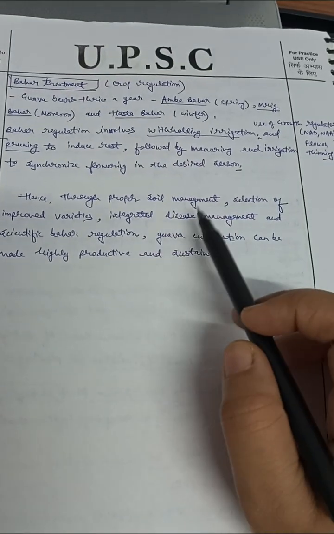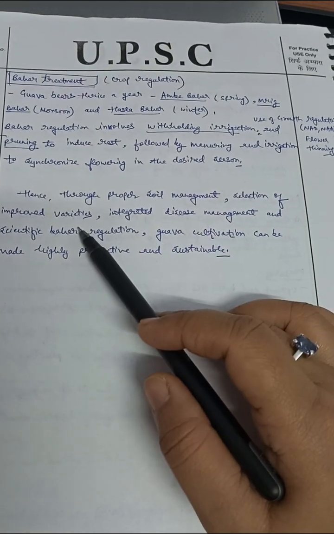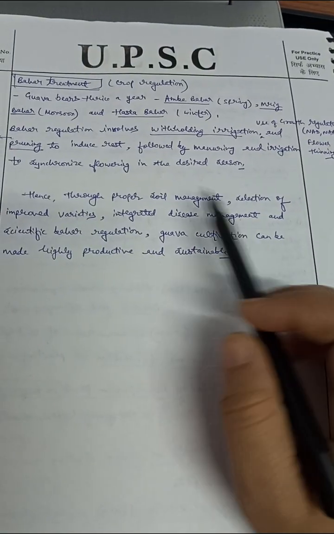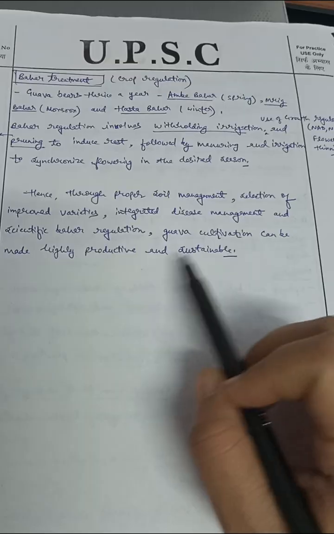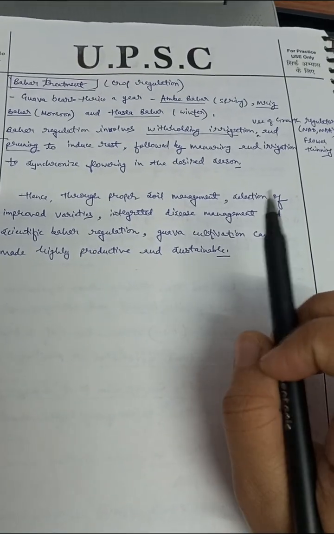So hence, through proper soil management, selection of improved varieties, integrated disease management and scientific Bahar regulation, guava cultivation can be made highly productive and sustainable. So in this way you can attempt your question.